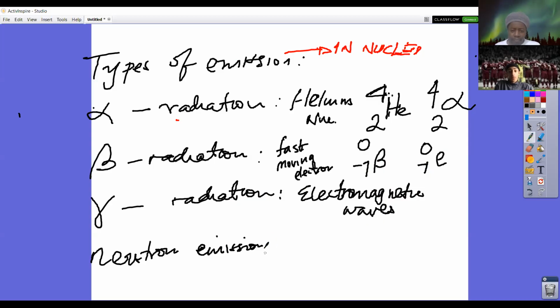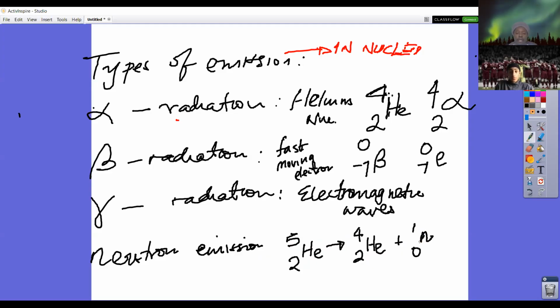Neutron emission occurs if an isotope has lots of neutrons in it, and this is just a neutron. For example, if I had this isotope of helium, it's not very stable. So it can achieve stability, forming a much more stable helium atom and releasing a neutron. So that is what we mean by neutron emission.